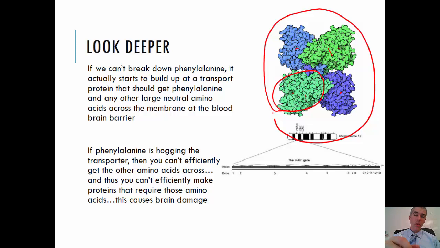Now, why does it cause problems? The protein that breaks this down is this enzyme, and it's the thing that doesn't work. So you accumulate this stuff. In the blood-brain barrier, to get phenylalanine and other large nonpolar amino acids into the brain, you have special transport proteins that do that. But if there's too much phenylalanine, it hogs the transport protein and clogs it up. And other individual amino acids cannot get through, and you need those amino acids to make proteins. So if this hogs it, other amino acids can't get across, and if they can't get across, you can't make every protein in your brain, which eventually would cause brain damage.